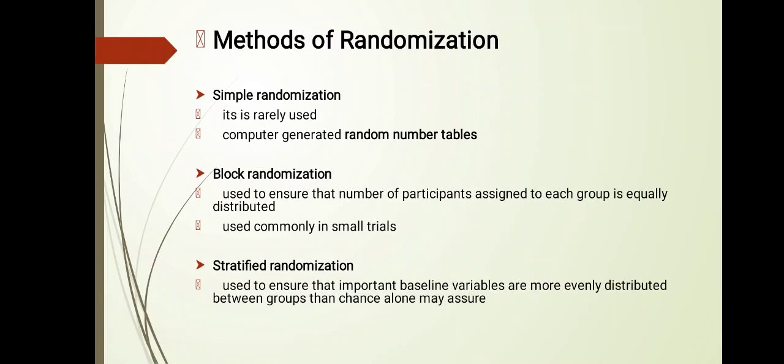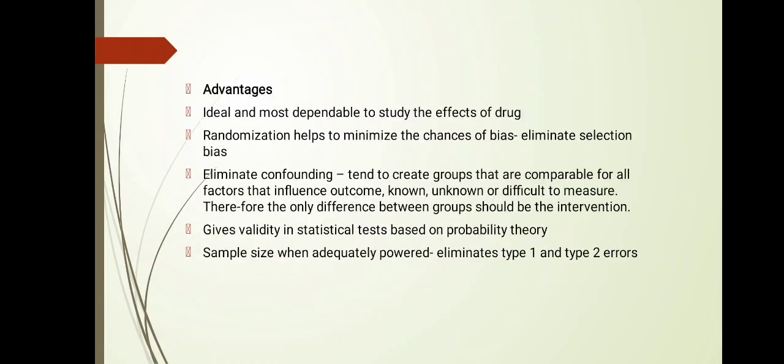Simple randomization is rarely used, using computer-generated random numbers or tables. Block randomization is used to ensure the number of participants assigned to each group is equally distributed, and is used commonly in small trials. Stratified randomization is used to ensure that important baseline variables are more evenly distributed between groups than chance alone would assure.